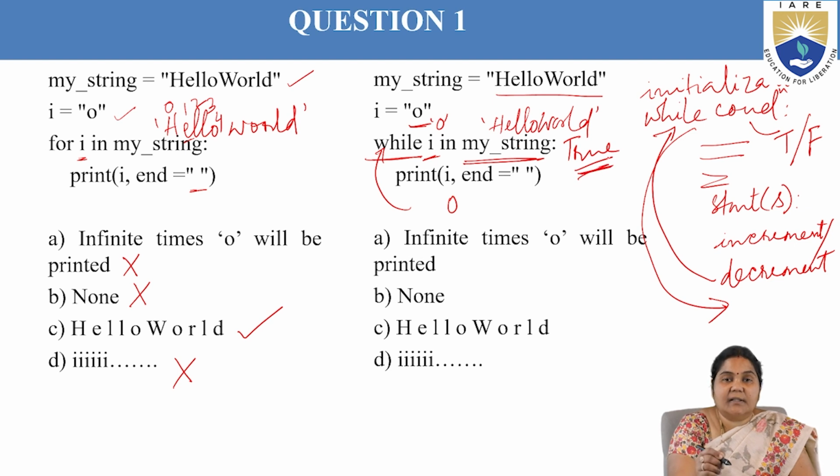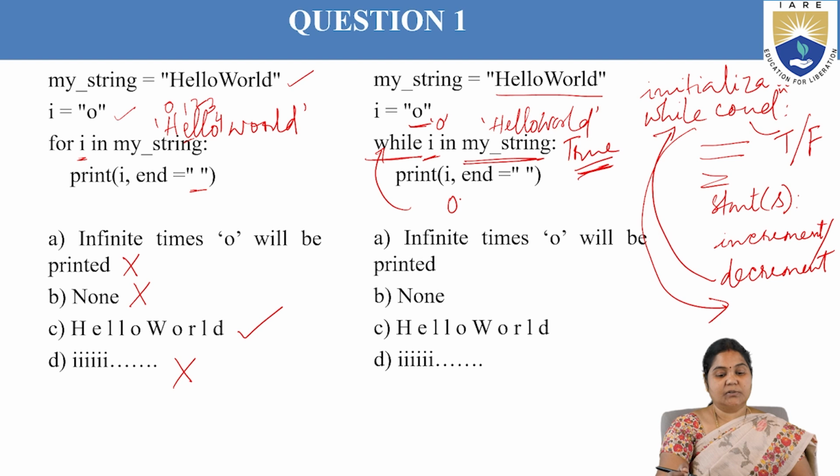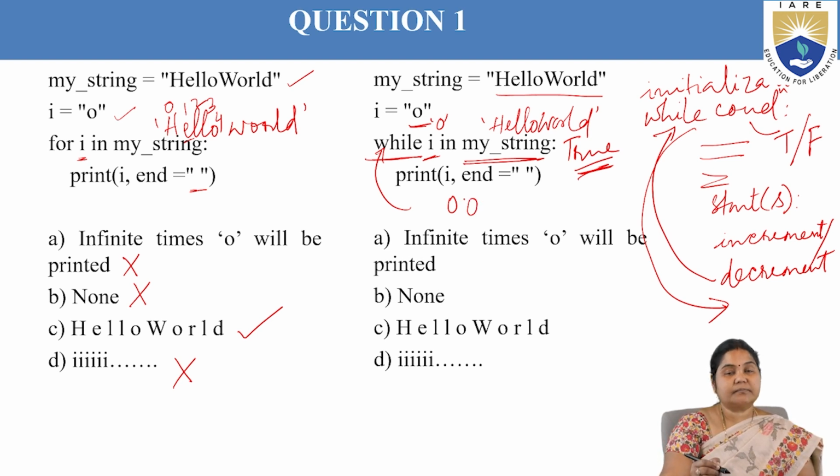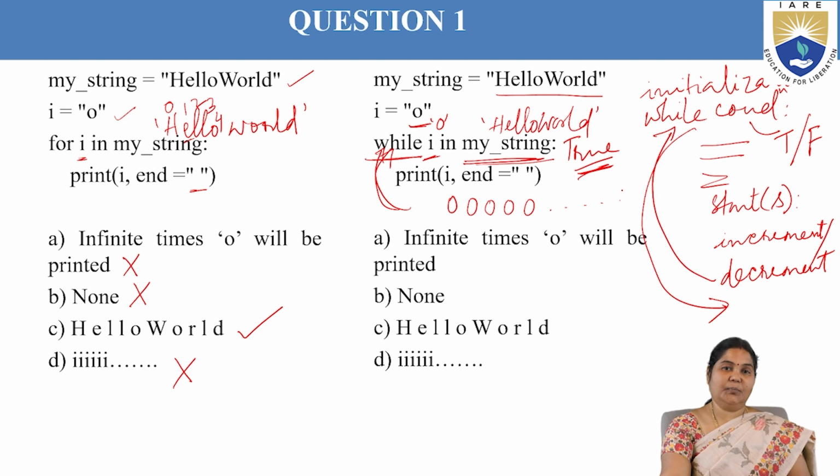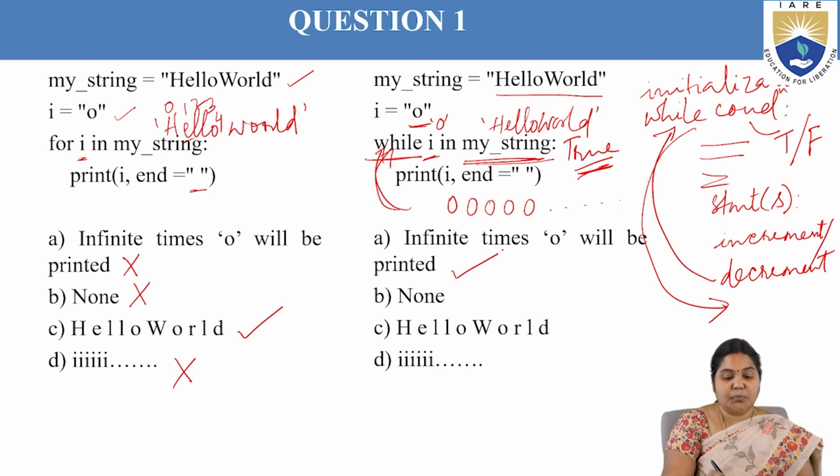So again, the loop condition is true, and print the value of I. So again it will print another O. So every time it goes to the loop, the I value is O only, the character O, and the condition is always true. So O will print infinite times. It is not going to stop. The while loop condition is always true. That's why infinite times O will be printed.